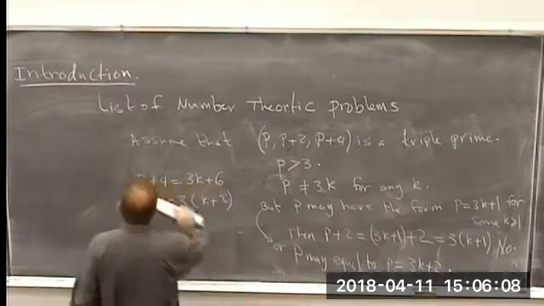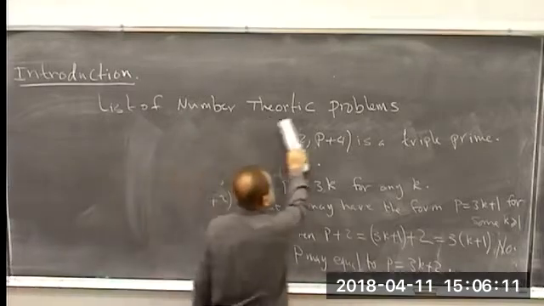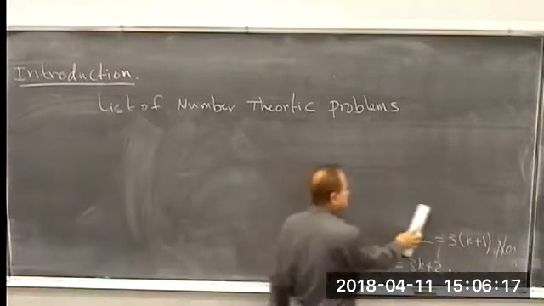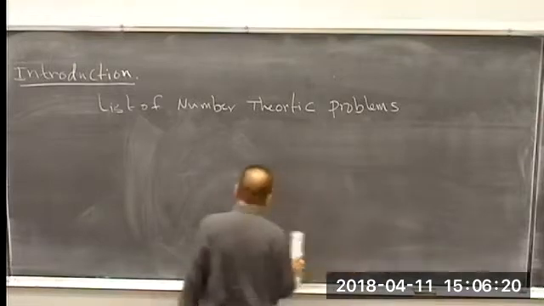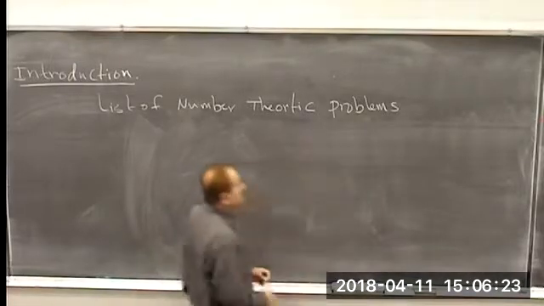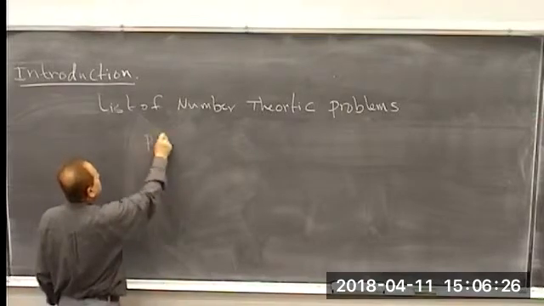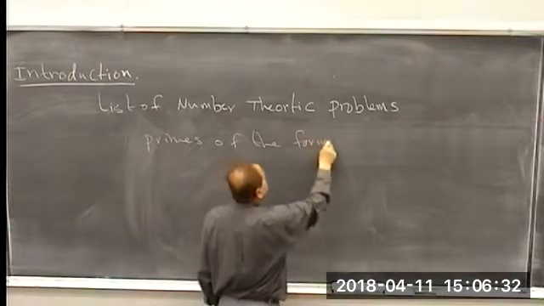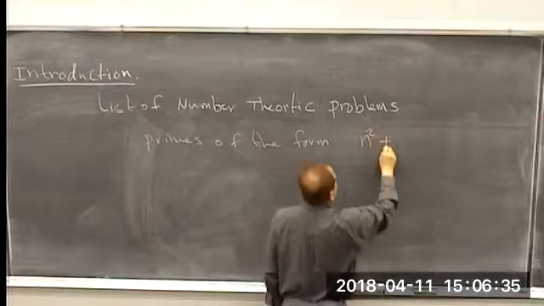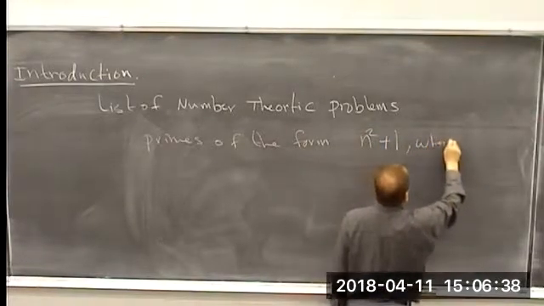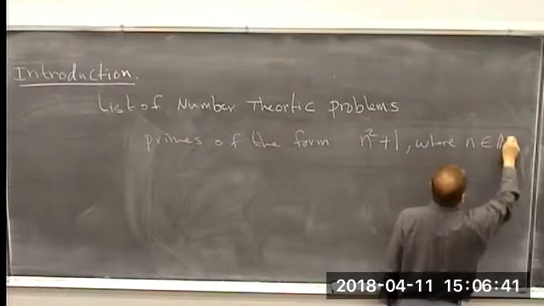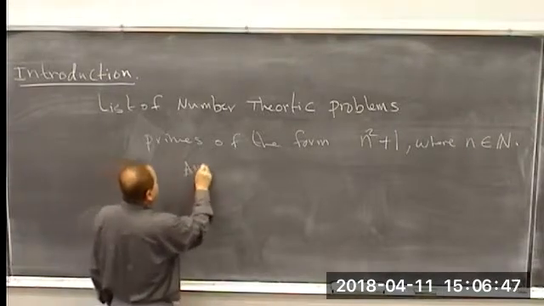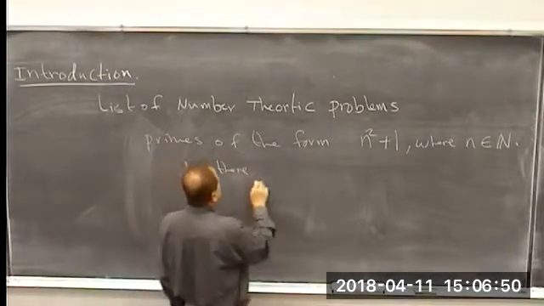All right, I want to list 2 more problems, and both of these are unsolved. And here it is. Consider primes of the form n squared plus 1, where n is a natural number. The question is, are there infinitely many?